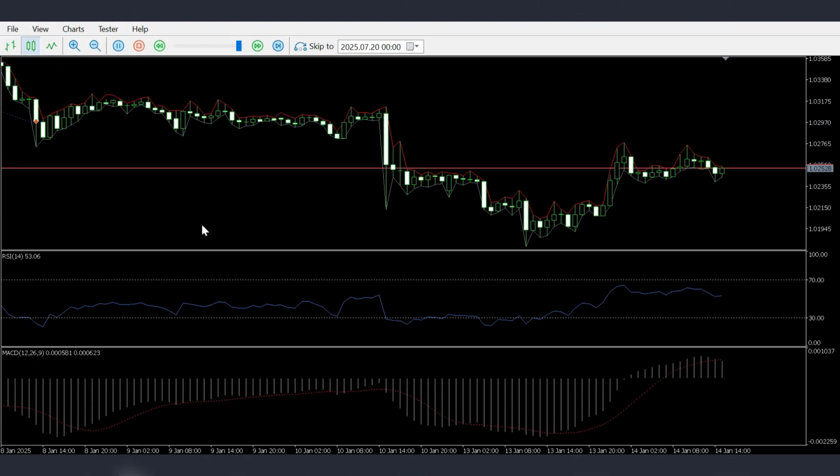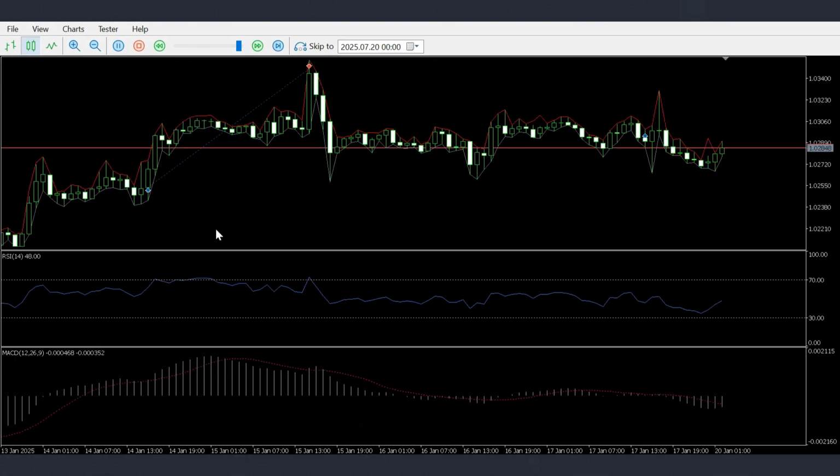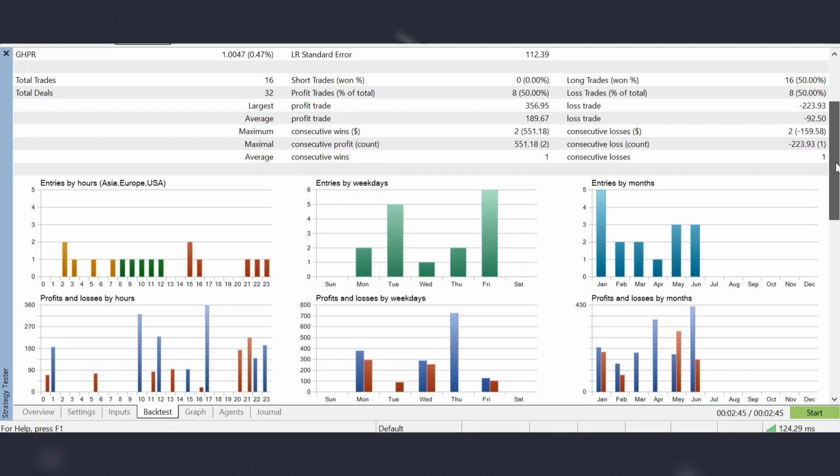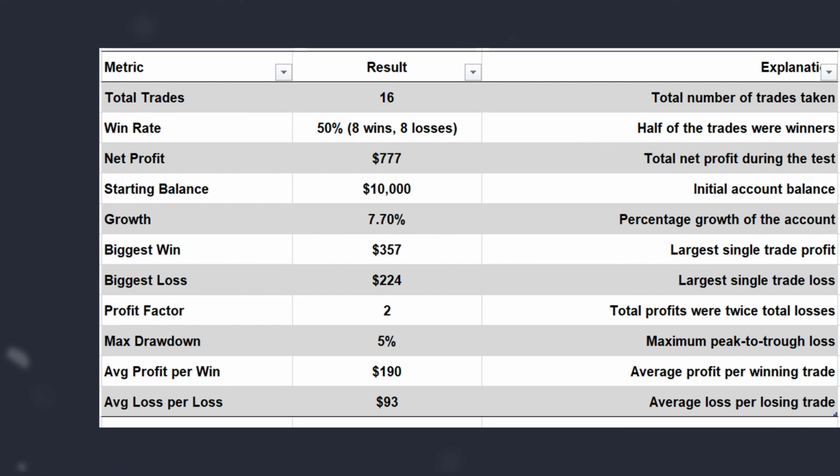With the help of MetaTrader, we did a backtest in just a few minutes. And these are the final results. I've summarized these results for you in this table. We had a total of 16 trades during the test, with half of them winning and half losing, so a 50% win rate.